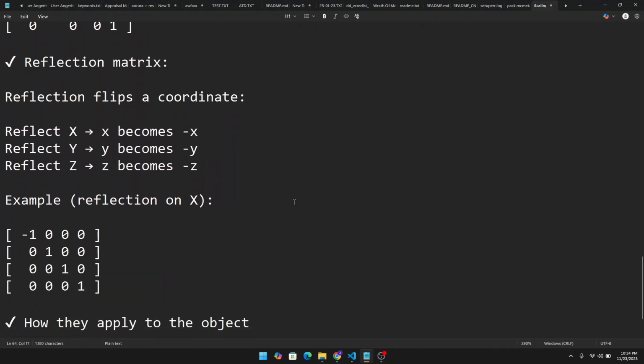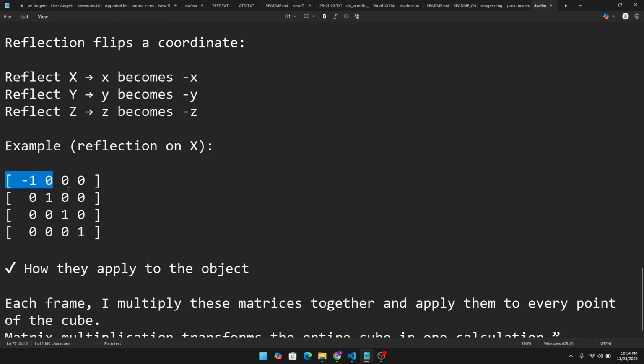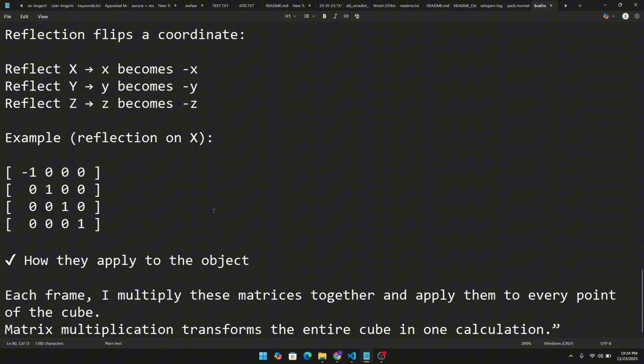And on reflection, it flips a coordinate. So x becomes negative x, y becomes negative y, z becomes negative z. This will be an example as a matrix. How they apply to the object: each frame, I multiply these matrices together and apply them to every point of the cube. Matrix multiplication transforms the entire cube in one calculation.